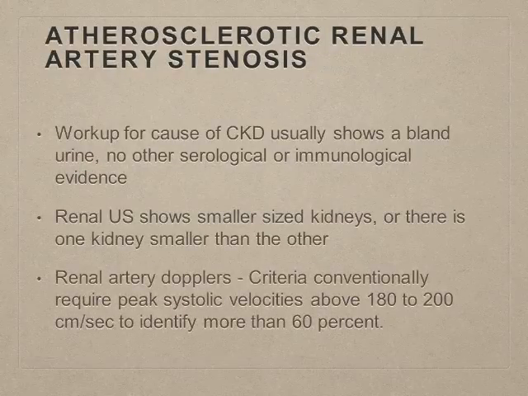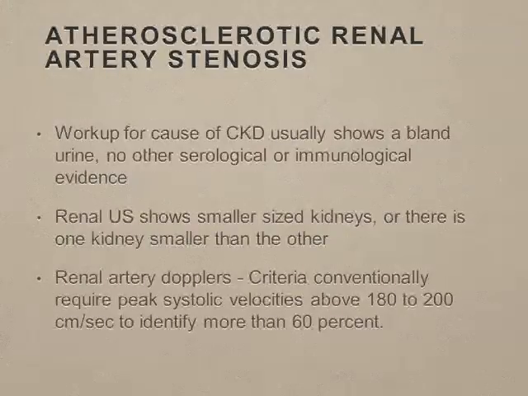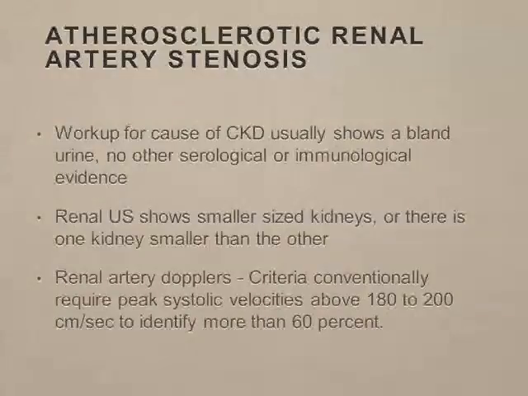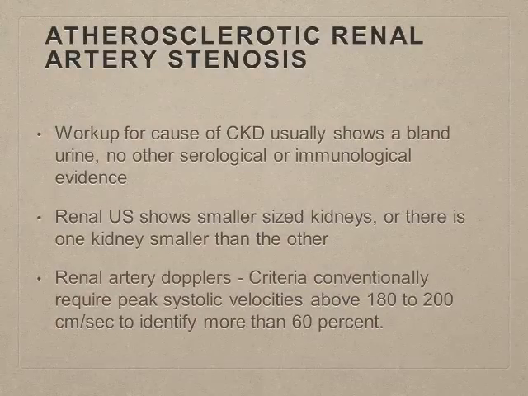Workup of CKD: bland urine, serological and immunologic workup for chronic kidney disease is negative. Renal ultrasound usually shows small-sized kidneys. Now, in this lady's renal ultrasound, one kidney looked normal, the other one was atrophic. If you have a renal ultrasound and there's a 2-centimeter discrepancy between the kidney sizes, then you really need a clue on the fact the smaller one may have artery stenosis right there in the renal artery.